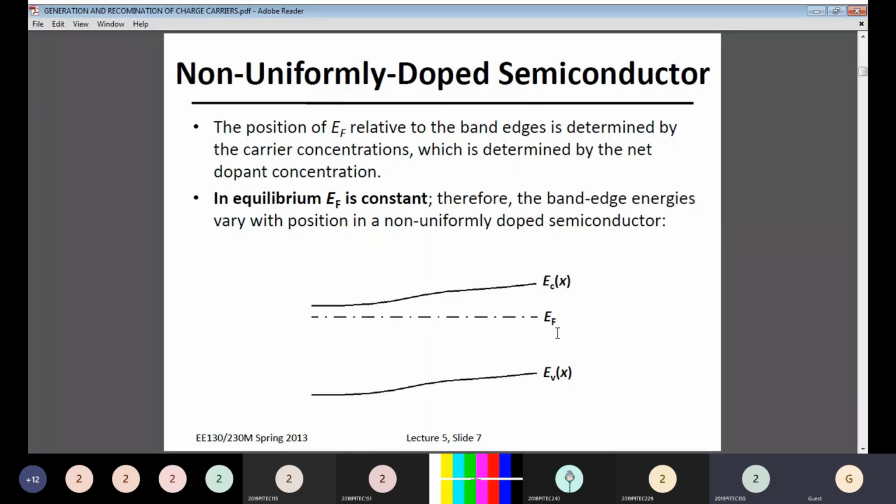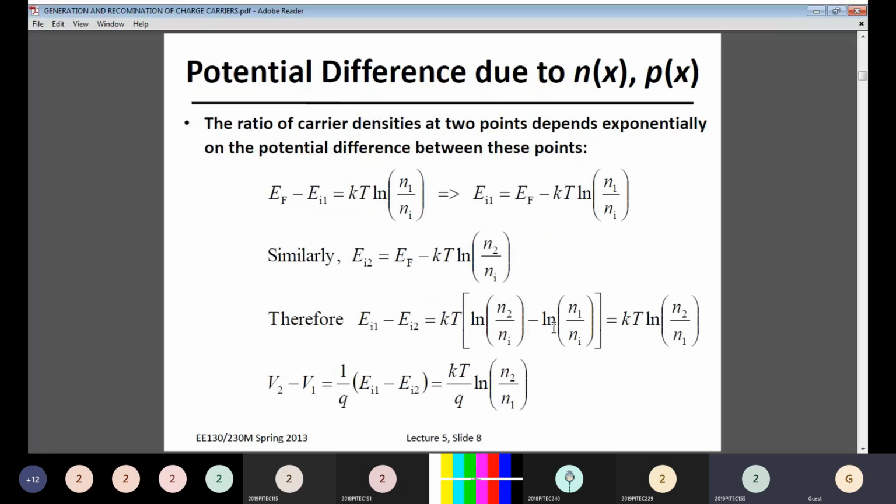Therefore, the band edge energies vary with position in a non-uniformly doped semiconductor. The potential difference due to N of x, P of x: the ratio of carrier densities at 2 points depends exponentially on the potential difference between these points. EF minus EI1 is equal to KT ln of N1 by Ni, where EI1 is equal to EF minus KT ln of N1 by Ni. Similarly, EI2 is equal to EF minus KT ln of N2 by Ni.